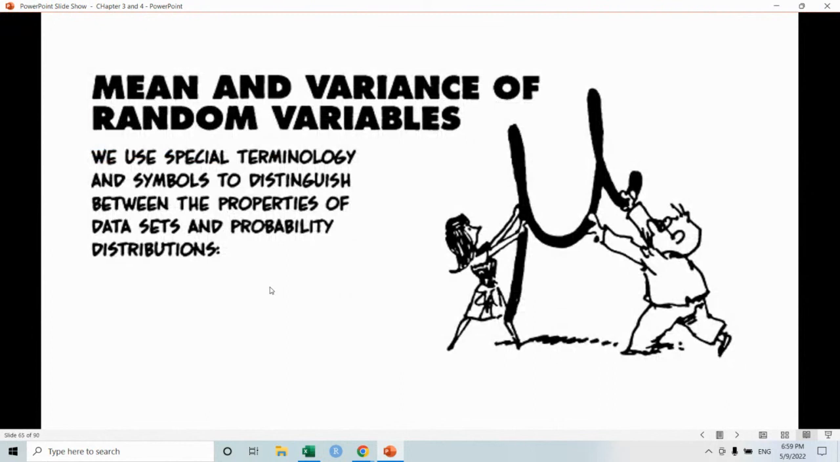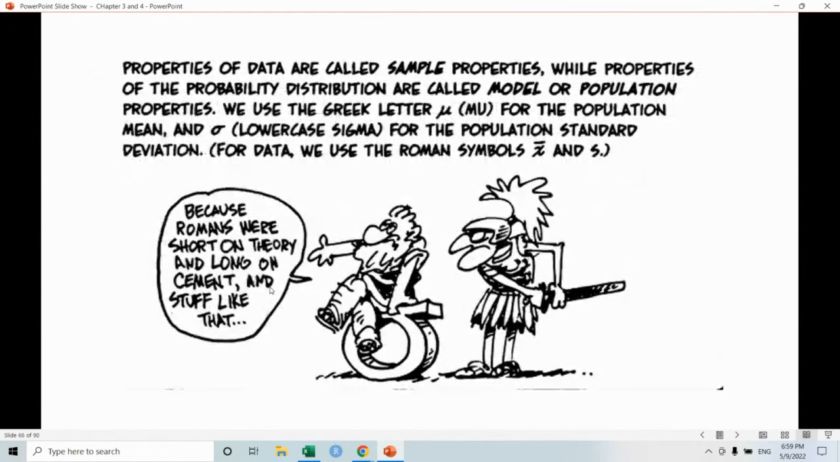So, mean and variance of random variables. We use special terminology and symbols to distinguish between the properties of data sets and probability distributions. Properties of data are called sample properties, while properties of the probability distribution are called model or population properties. So we use the Greek letter mu for the population mean and lowercase sigma for the population standard deviation. And for data or samples, we use the Roman symbols x bar and s, because Romans were short on theory and long on cement and stuff like that.